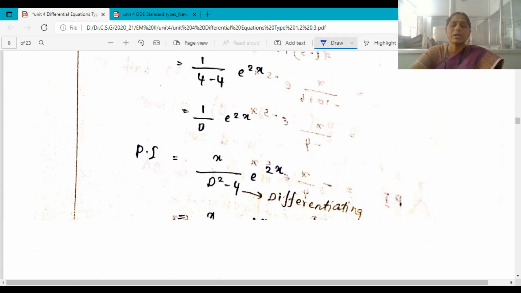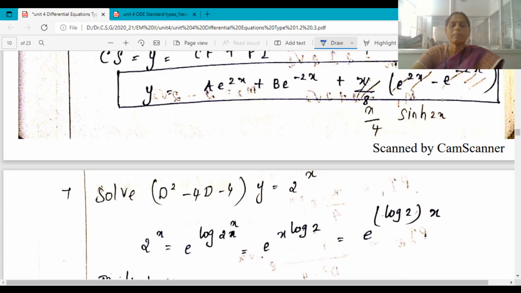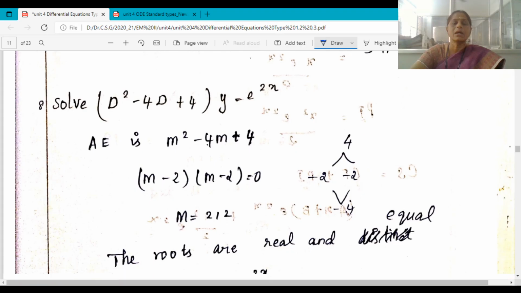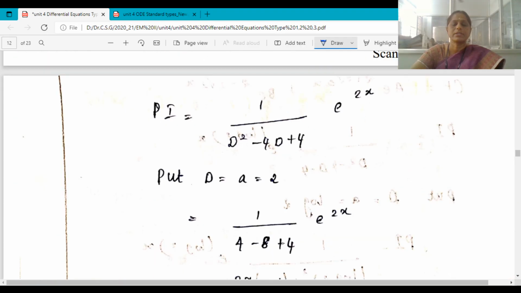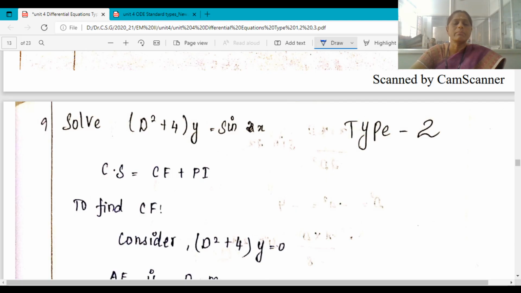Next we will see one problem on trigonometric function, type 2. So here comes the problem: D squared plus 4 of y equal to sine 2x.